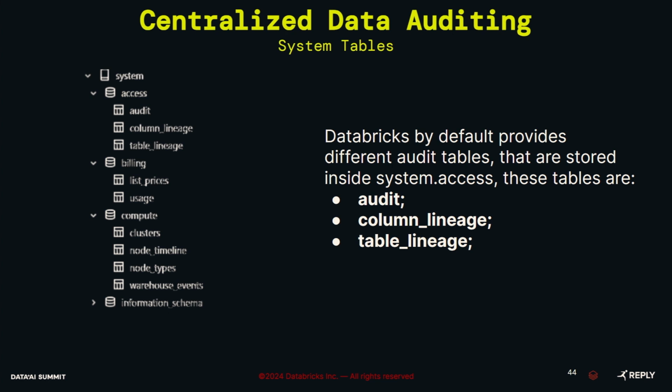The name explains what each table does, but the audit table contains all records for audit events inside the workspace in the same region. The table lineage contains a record for each read or write event for a table or a path. The column lineage is the same.